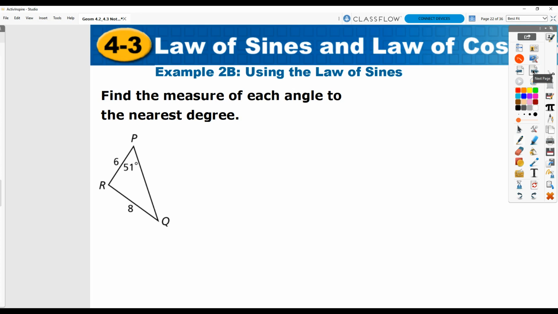Oh, we do have one more example. Okay, so we got one more triangle to work through. So we'll do this one together.